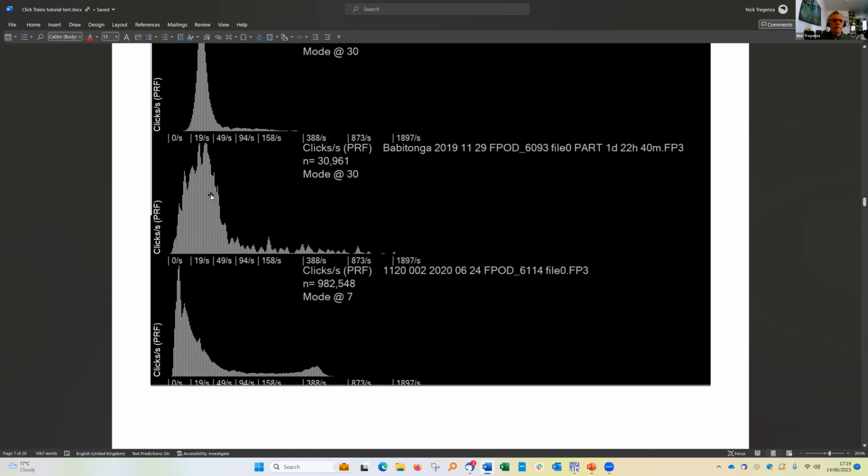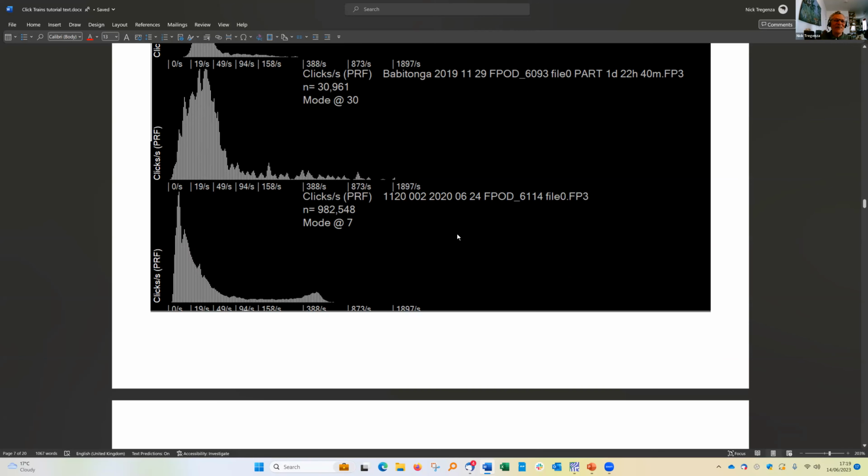This is actually, I'm not absolutely sure what that is. There are two possibilities there, which is that it's the Franciscana, Pontoporia, or it's the Guiana dolphin, Sotalia guianensis. I'm not going to say any more about that.